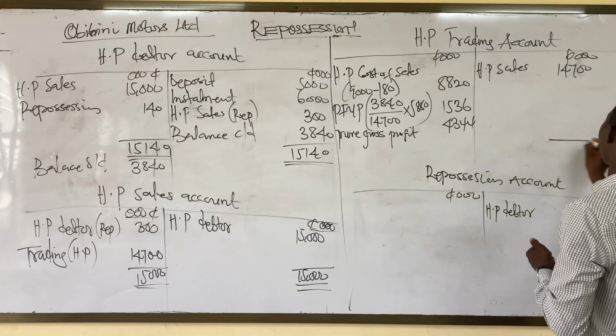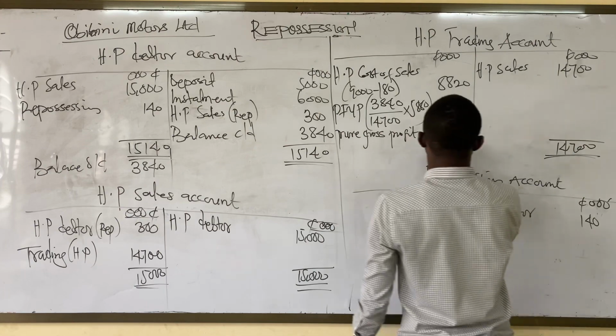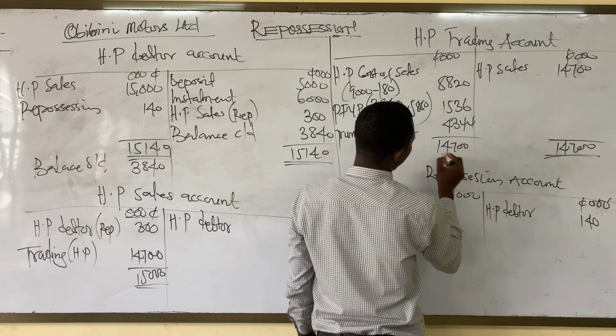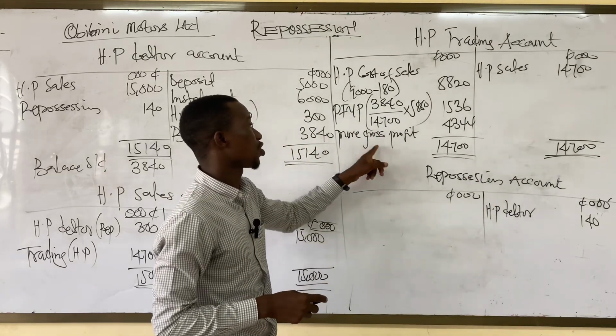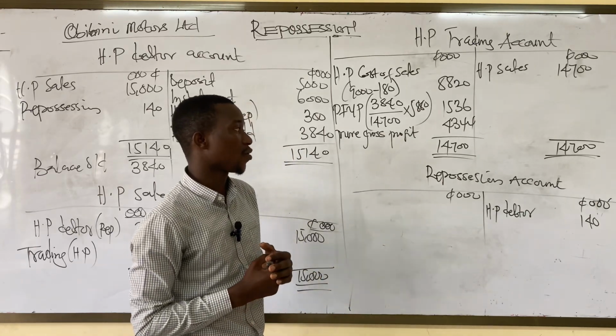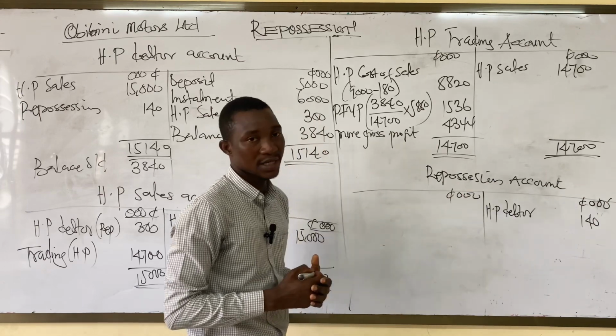Is that okay? We have the credit side to be 14,700, debit 14,700. So we are done with the high purchase trading accounts. So the pure gross profit is 4,344. Is that okay? So let's try to determine the gross profit on the repossessed goods.